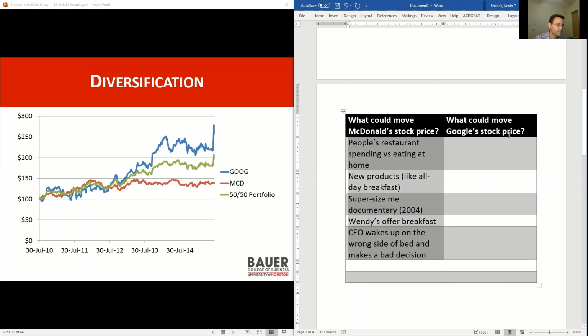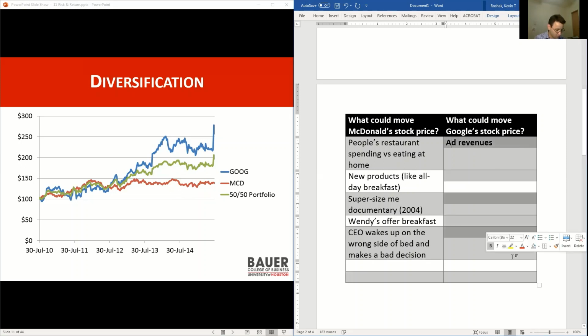You can think about the same type of stuff for Google. So what's Google's bread and butter? It's going to be ad revenues. Google displays lots of search results. People pay so that their links show up at the top of these results. If advertisers are spending more money, Google gets more of that. Okay, so that's one thing. When ad revenues are high, that's good for Google's business.